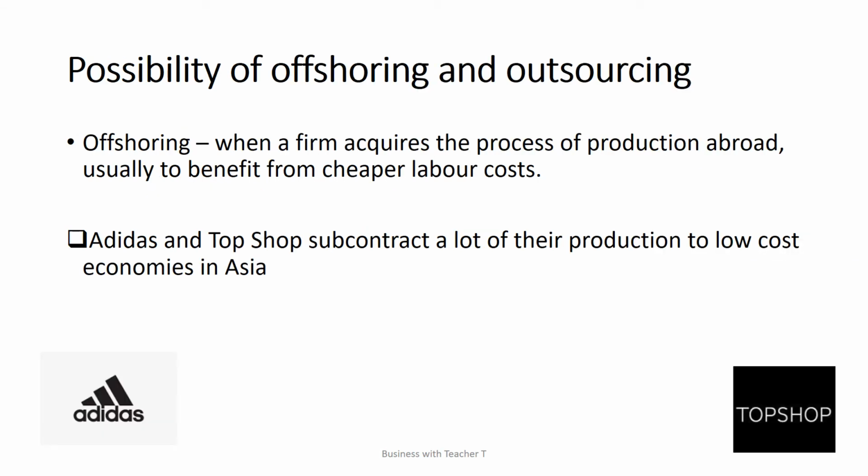So we've looked at push and pull factors, but there are other conditions that might prompt trade, such as the possibility of offshoring and outsourcing. Now, offshoring involves moving one or more business functions to a foreign country to benefit from lower wage rates. So you've got a couple of examples here. You've got the likes of Adidas and Topshop, and they subcontract a lot of their production to low-cost economies.